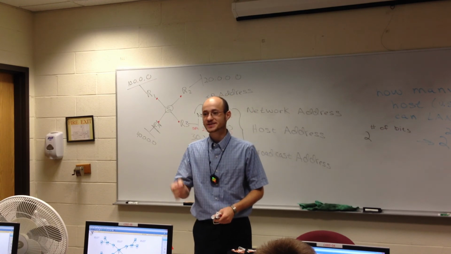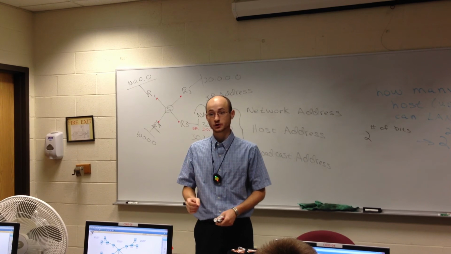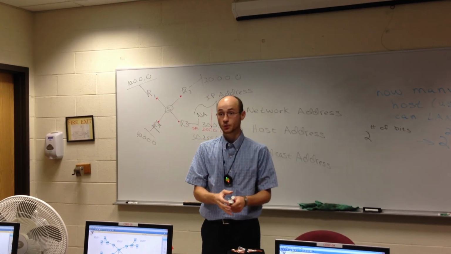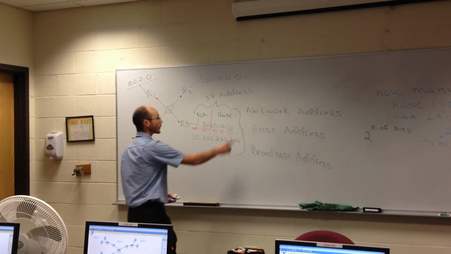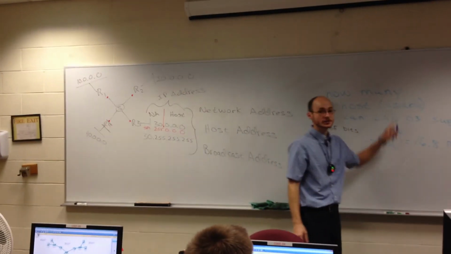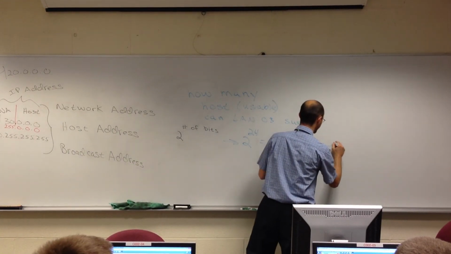But you know what, folks? I don't want you to get lazy. I don't want you to forget the difference between total host range and usable host range. Because we will get down to smaller networks, and then it really matters. Why can't I use my network address? Why is that not part of the usable range? But I should write 16.8 million minus 2.